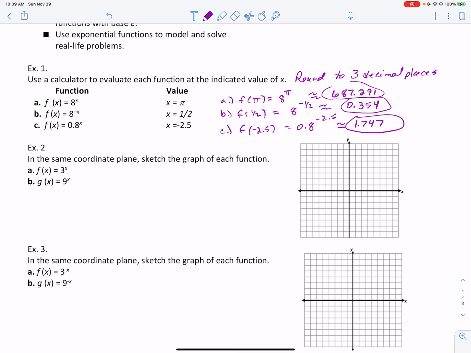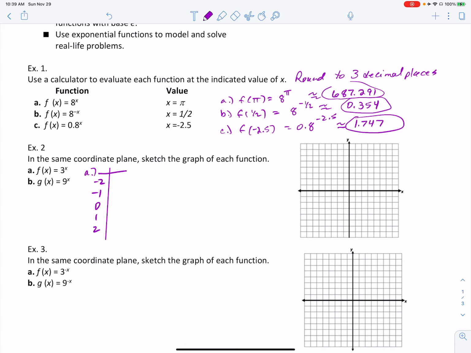Now, to graph these, I want to see a table of values. We've got 3 to the x. When that base is greater than 1, this is going to be exponential growth. And what I like to see for part A is a table of values for x from negative 2 to 2.